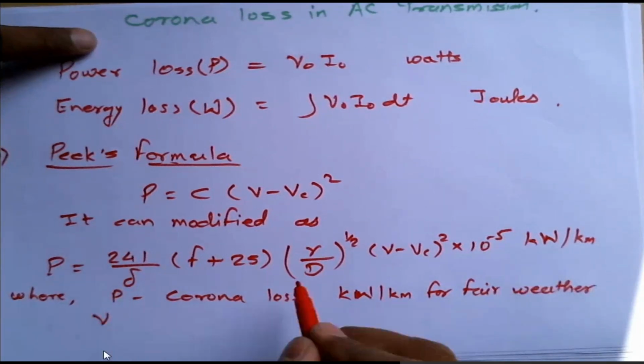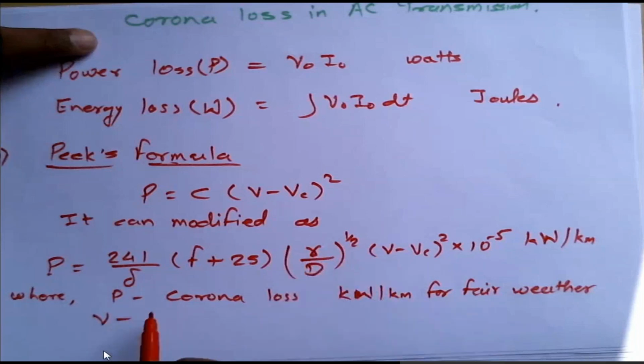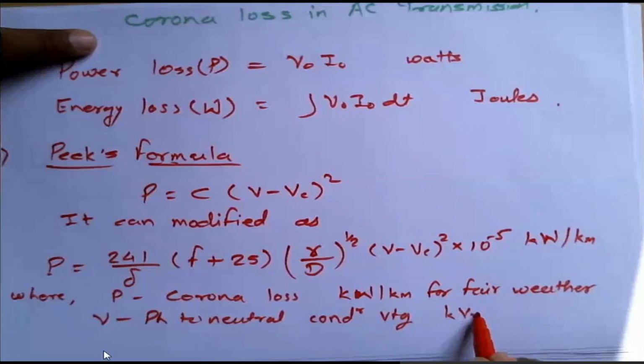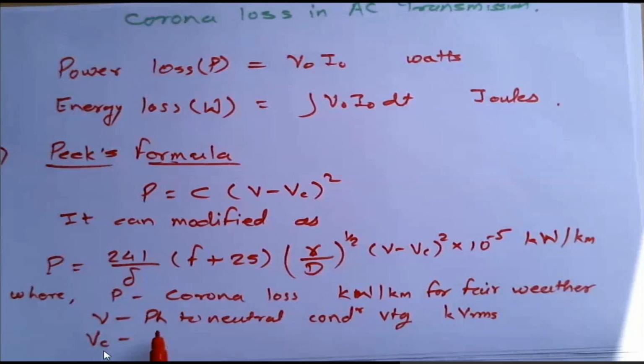Capital V is the phase to neutral conductor voltage, and it is in RMS value. Next is Vc. Vc is the critical corona starting voltage, and it is also a phase value.